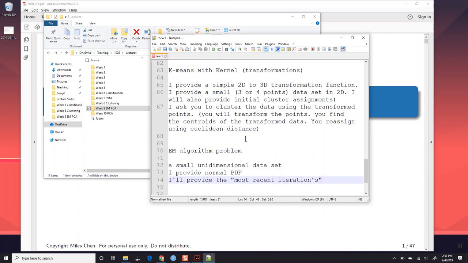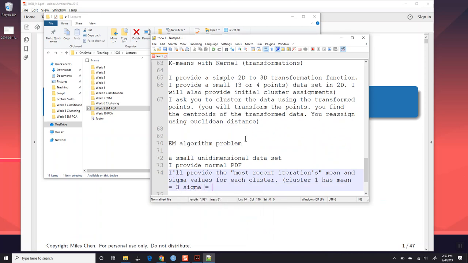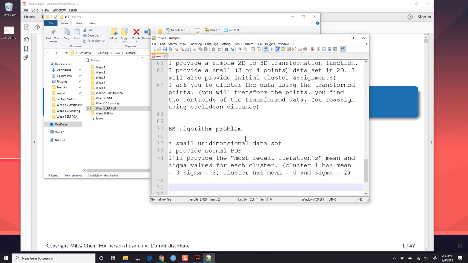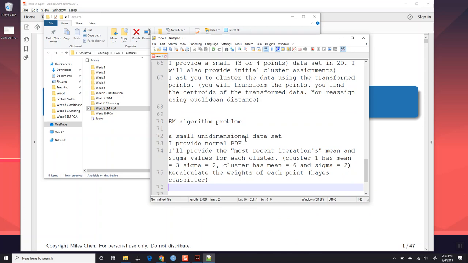Because I'm going to basically ask you to do one iteration, but we're going to pretend that in the most recent iteration, we have mean and sigma values for each cluster. So it'll be like cluster one has mean equal to 3 and sigma equal to 2, and cluster 2 has mean equal to 6 and sigma equal to 2 or something, right? And then I want you to recalculate the weights of each point. So this is going to basically be a Bayes classifier. And then recalculate the weighted centers, the means.